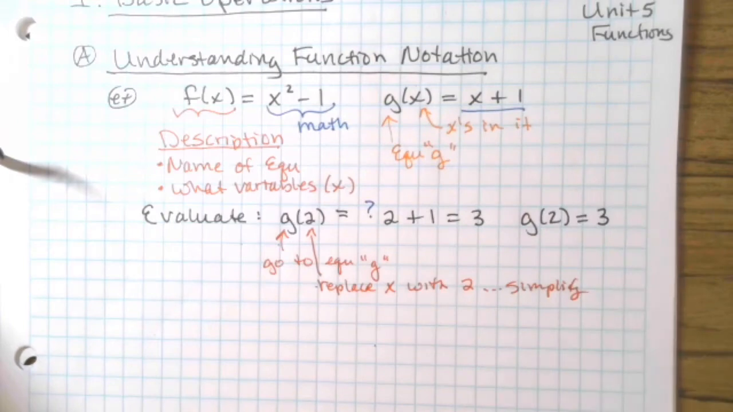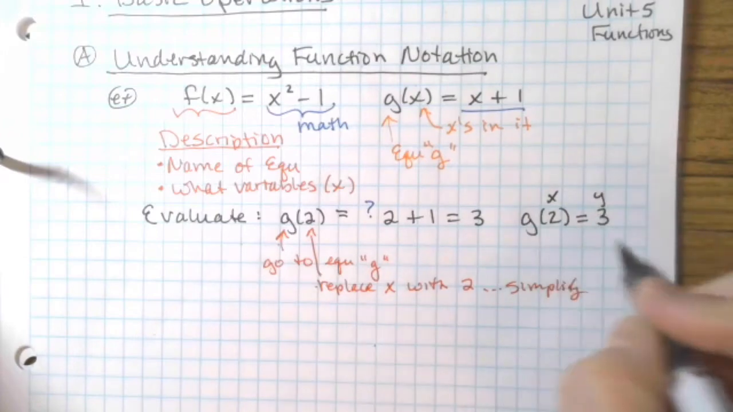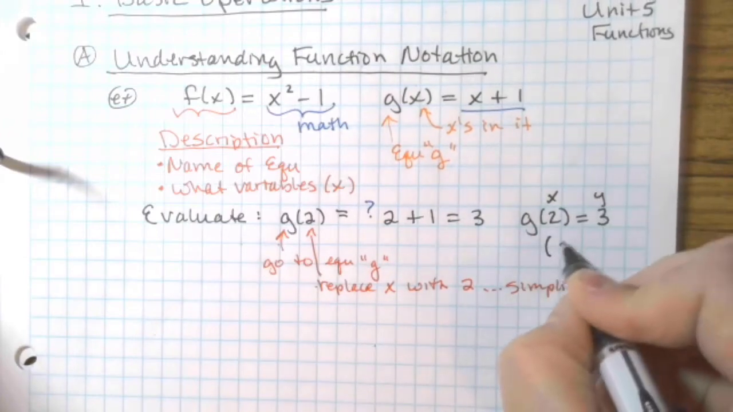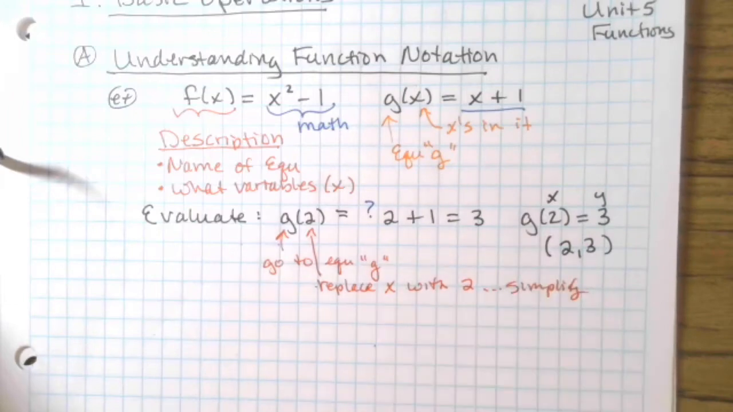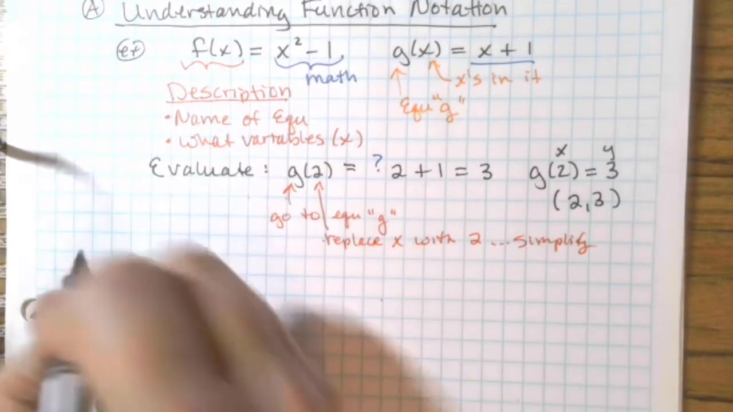Now, in the case of graphing, that's your x, so that's your y. G of 2 equals 3 is the same as the point 2 comma 3. That's Cartesian notation, that's function notation. Both of them can give a point. All right, so that's part A.